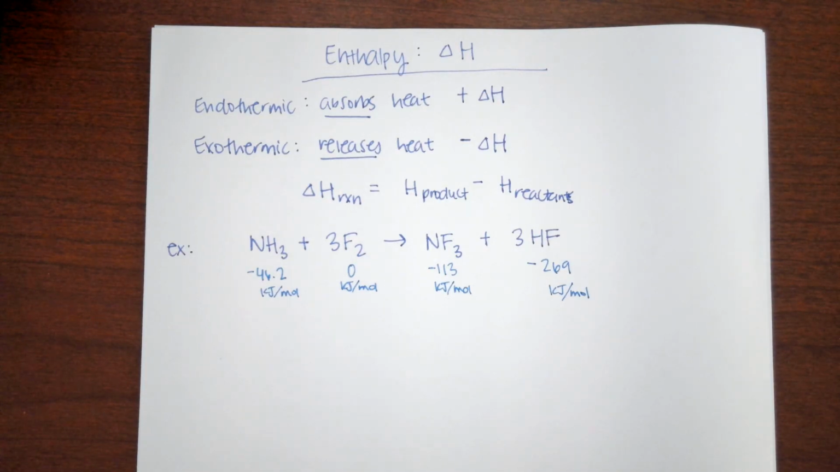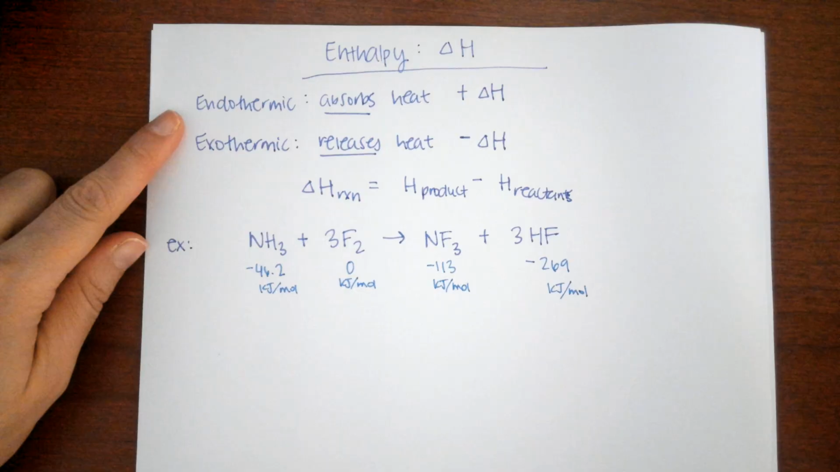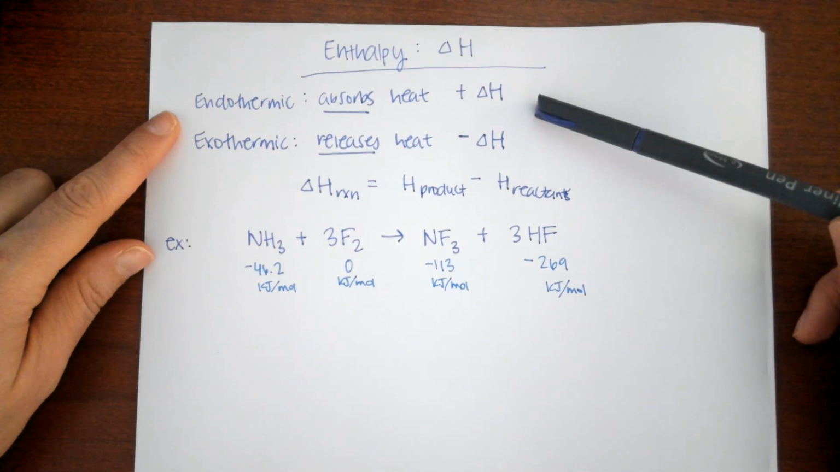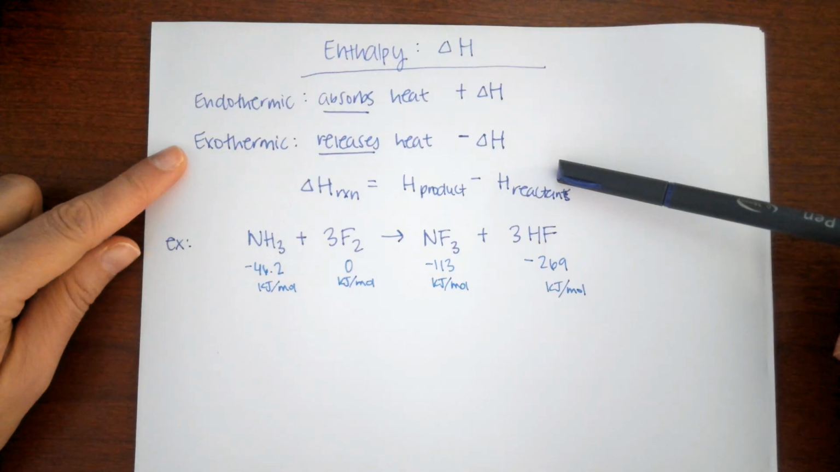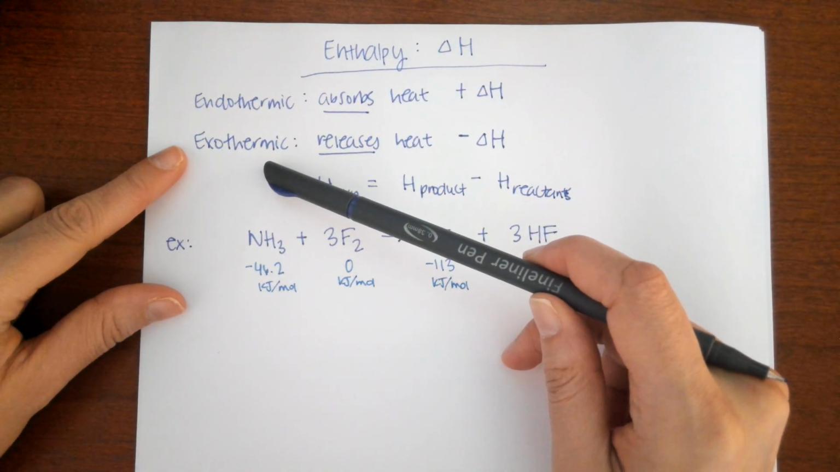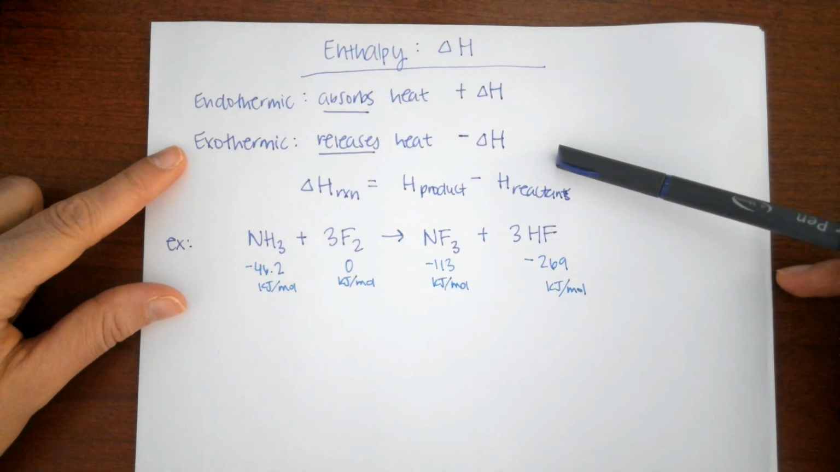The difference between those is that an endothermic reaction absorbs heat. Think of endo as enter. Heat is entering the system, therefore the heat change is positive. And then exothermic reaction, I like to think of it as exo, exit. So the heat is being released or exits out of the system, and your enthalpy is negative.